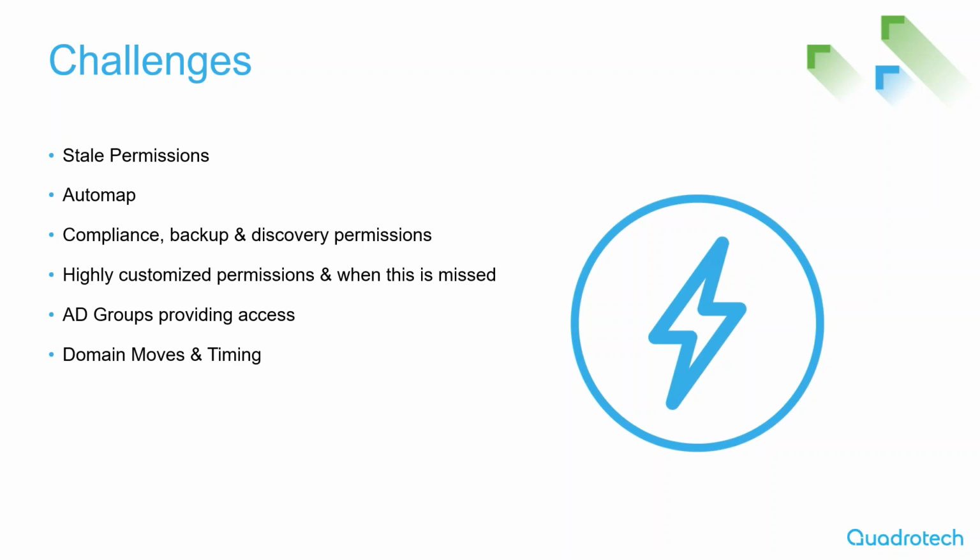Highly customized permissions, when they're missed, is a very large problem. This is what breaks business processes. This is what prevents you from being able to service your customers. So mailbox permission seems like one of those simple things, but it actually can be extremely impactful when it's not done correctly in a migration. So you really want to plan for it.